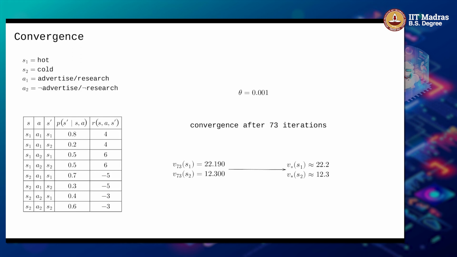But the question is, has it converged to the optimal value function for this MDP? It's a bit tricky. All that we can say is that it is pretty close to the optimal value function. V star of S1 and V star of S2 may not actually be 22.2 and 12.3. All that we can claim is that the values we have computed are reasonably close to V star of S1 and V star of S2.